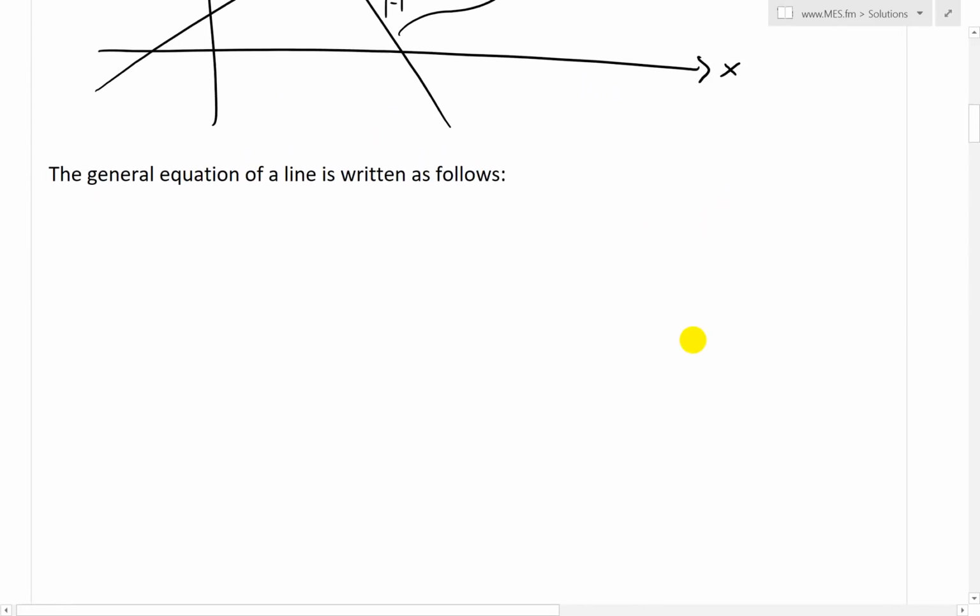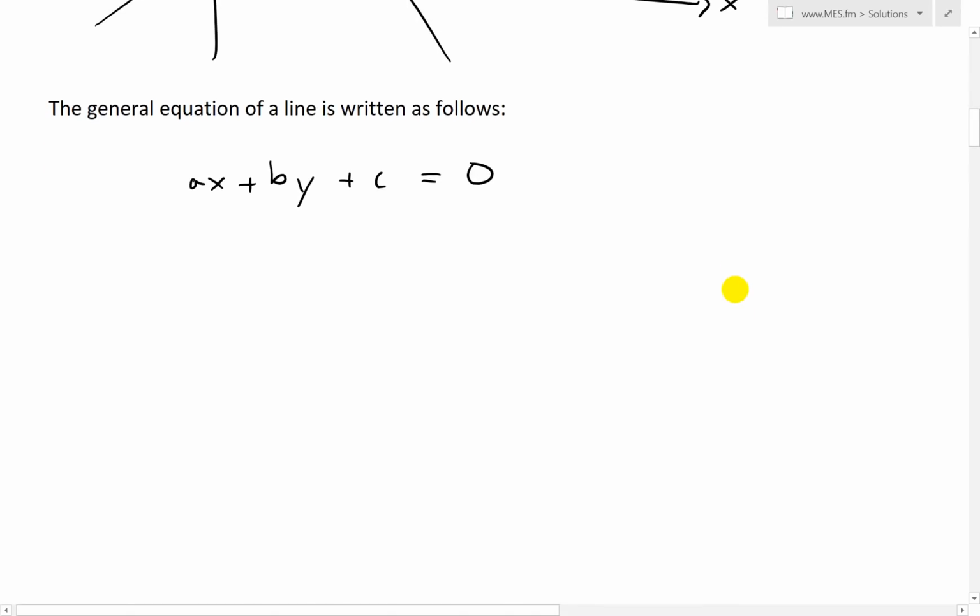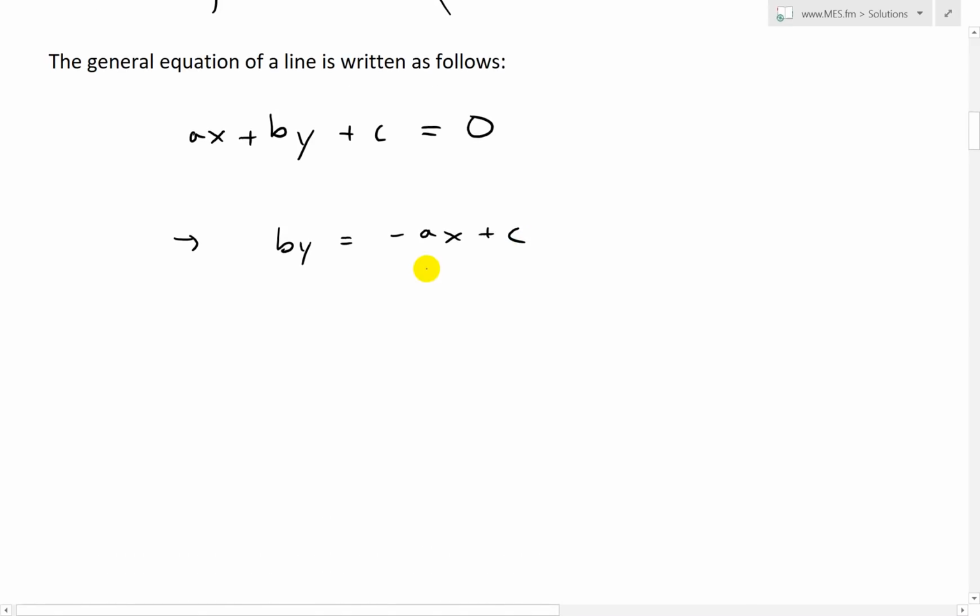So now the general equation of a line is written as follows. The most general one, instead of y equals mx plus b, is ax plus by plus c equals 0. This is the most general equation of a line. And then if you rearrange this, move the ax and c over to the other side and divide by b, we end up having by equals negative ax minus c, and then dividing by b on both sides, we get y equals negative a over b x minus c over b.